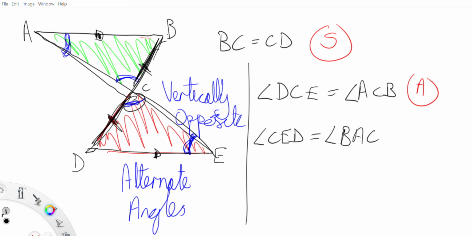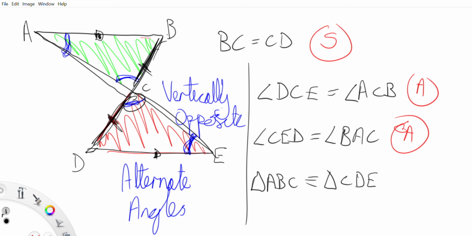So we've got two angles that are exactly the same and a side. So which test will we use? AAS, angle, angle, side. So then we would say triangle ABC is congruent to the triangle CDE. So that's a proof to say that those two triangles are congruent, exactly the same.